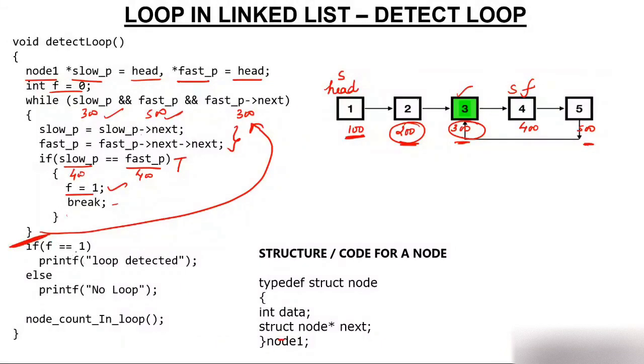Fine. So is f equal to 1? Yes. We have just initialized f with 1. So loop detected. Yes, there is a loop. Now the condition becomes true. Now my job is to find the number of nodes in the loop. So I have called a function here, node count in loop. This function we are calling.